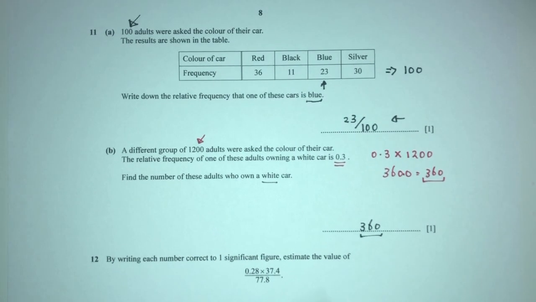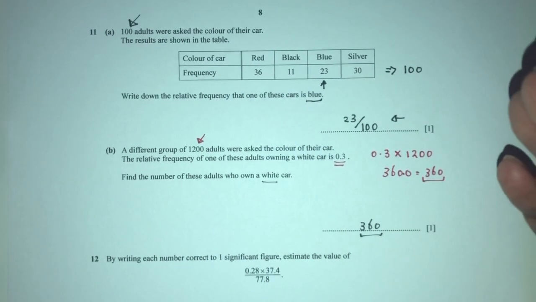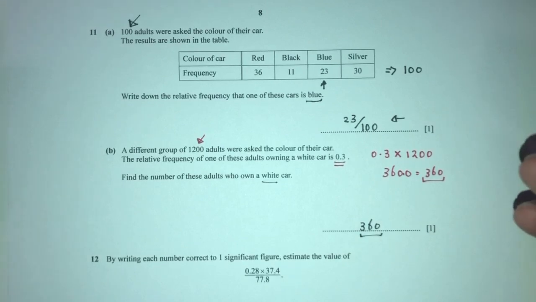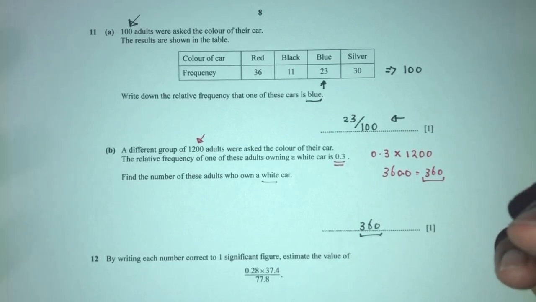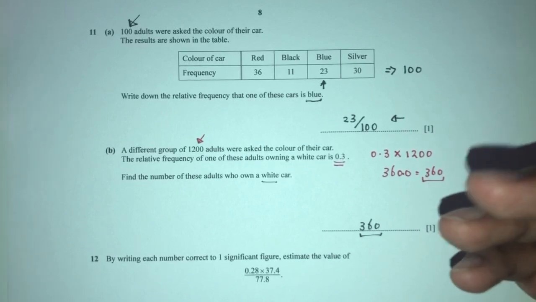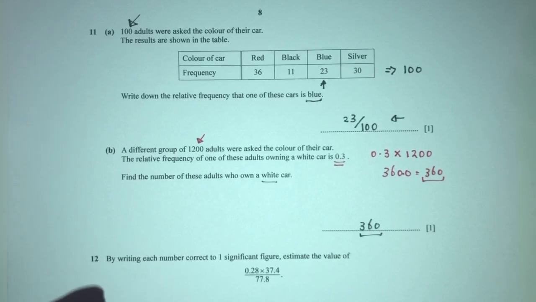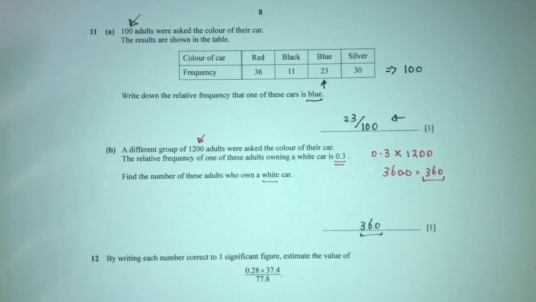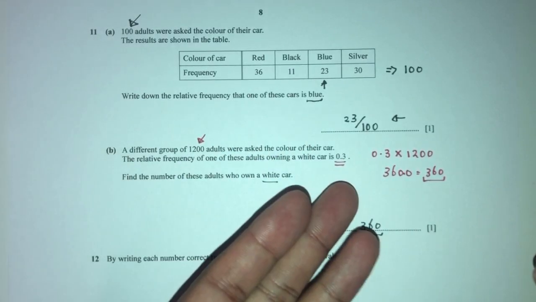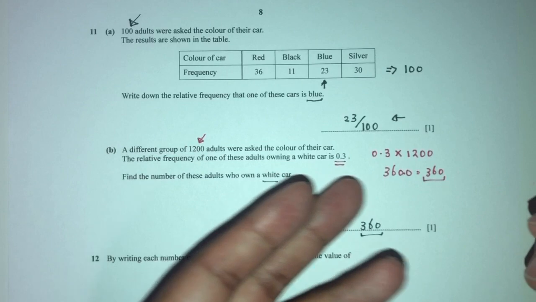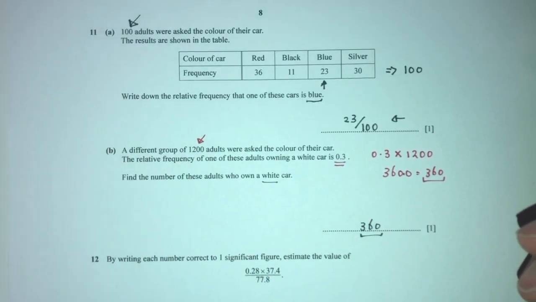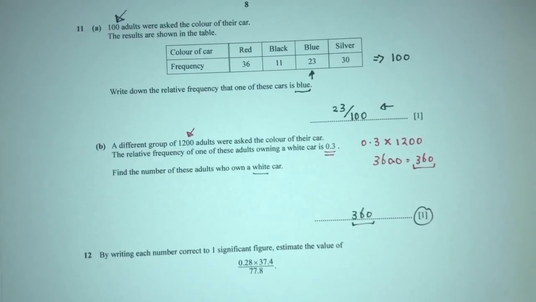So the question we have to understand here is that, let's say we take 1,200 people. I believe some people don't understand the question, and that may be why they make mistakes and don't know what to do. And we tell you that we think about 0.3 of the people have a white car. I guess if you phrase it that way, it's easier to find the answer. And that's why you have to use the relative frequency times the number of people to find how many of those people have a white car. There's only one mark. It's not that tough.